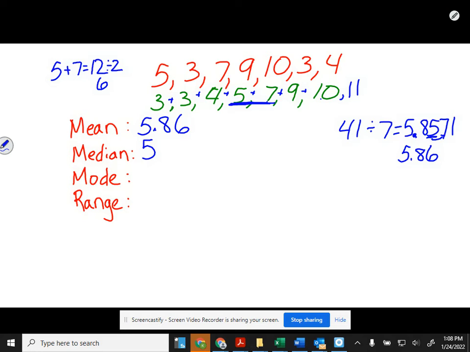Mode. What does mode mean, Maddie? Mode means most. What number do I see the most of? 3.